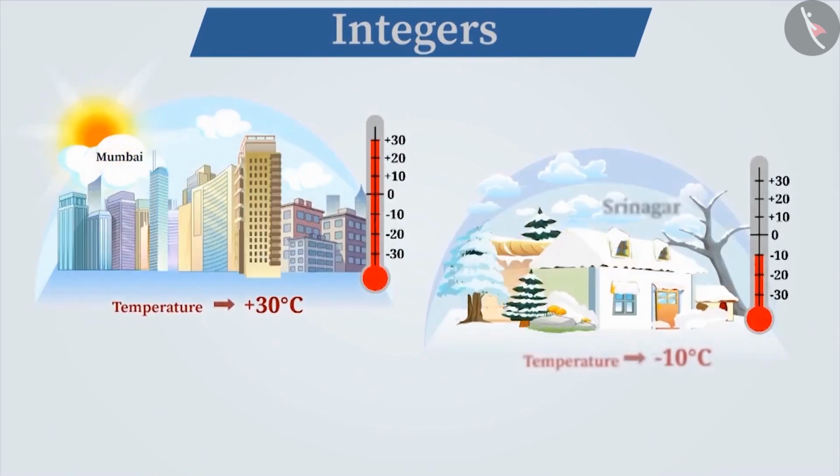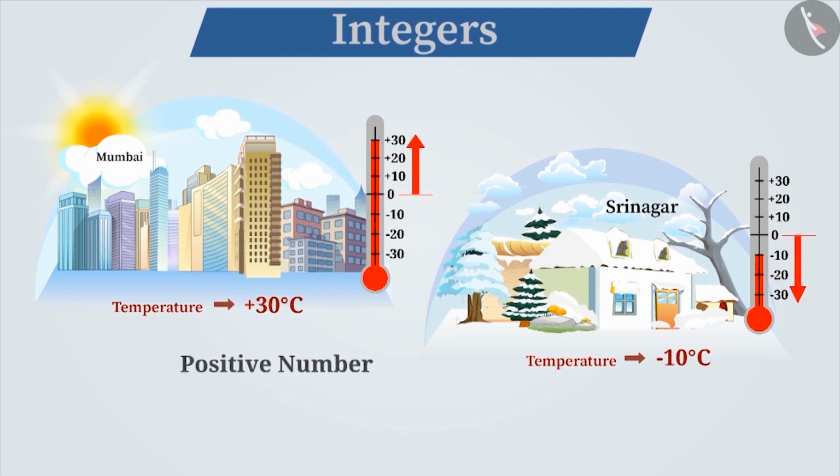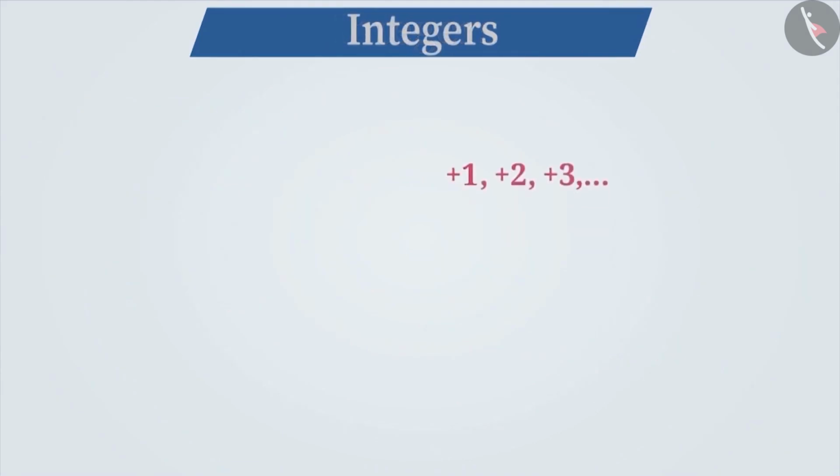Similarly, the plus sign is used to express the temperature above 0 degrees centigrade, and the minus sign is used to express the temperature below 0 degrees centigrade. If a number is expressed with a plus sign, it's called a positive number. Similarly, if a number is expressed with a minus sign, it is called a negative number. Group of all positive numbers, negative numbers, and 0 are called integers.